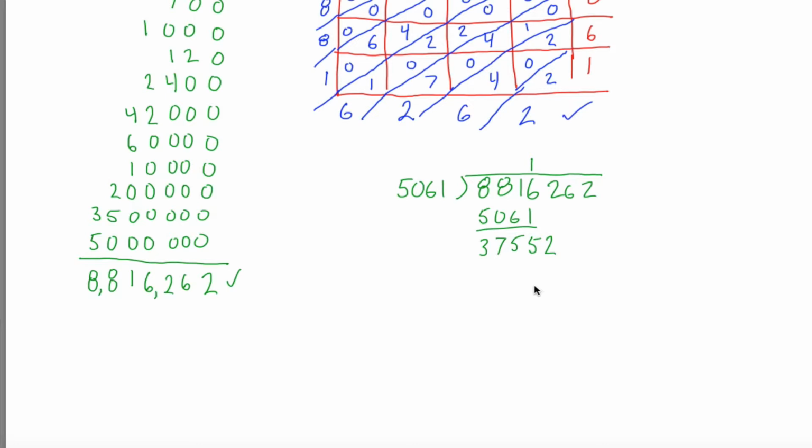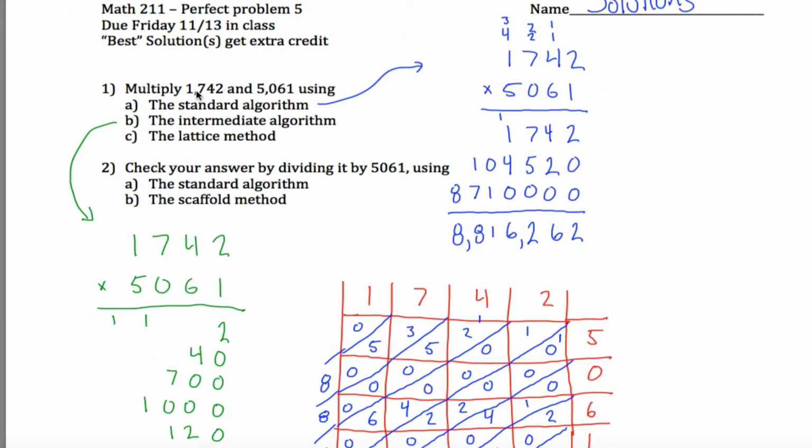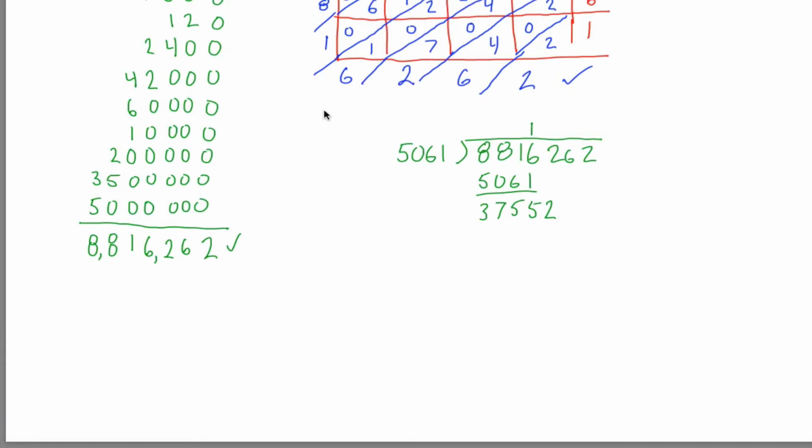So now what I got to do is stare at this thing and say, how many times does 5,061 go into 37,552? Well, I don't know that you know that off the top of your head, so you do one of two things. Either you say this is close to 5,000, and 7 5,000s is close to 35,000. I bet I could get 7 out of this. Or you cheat. And you say, well, my answer should be 1,742. So this should be a 7 right here.